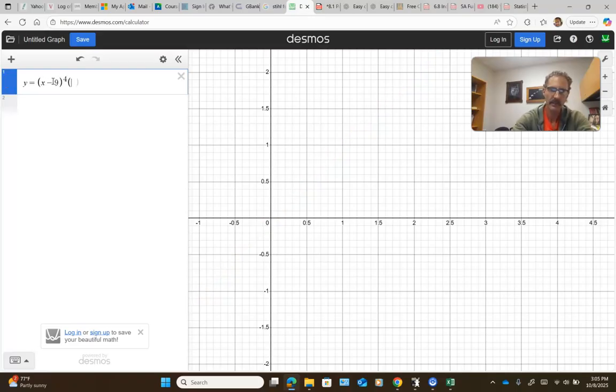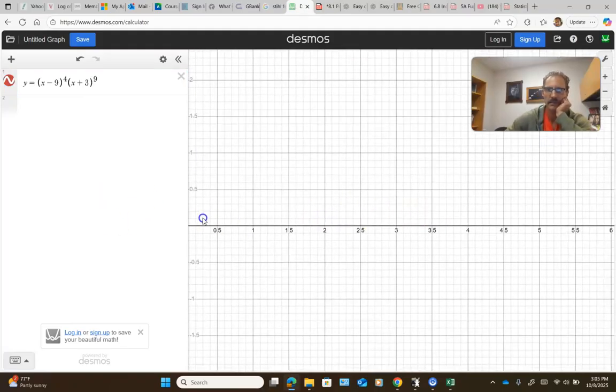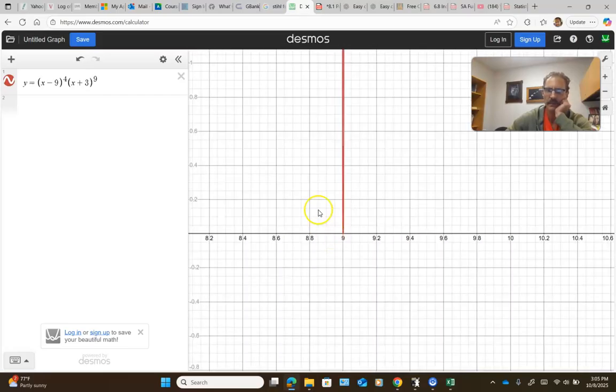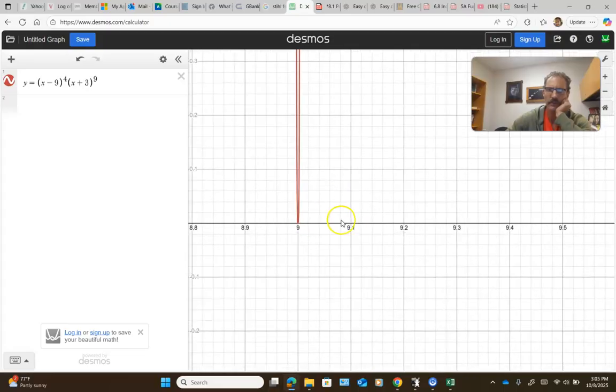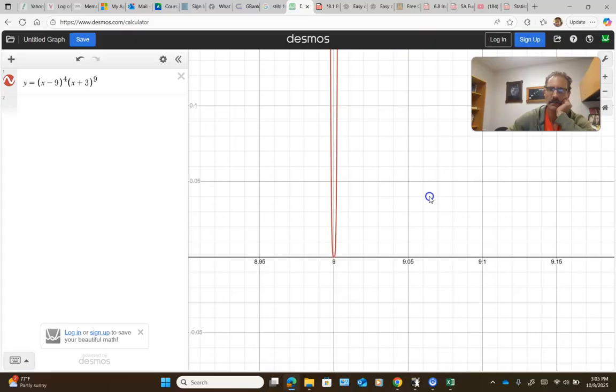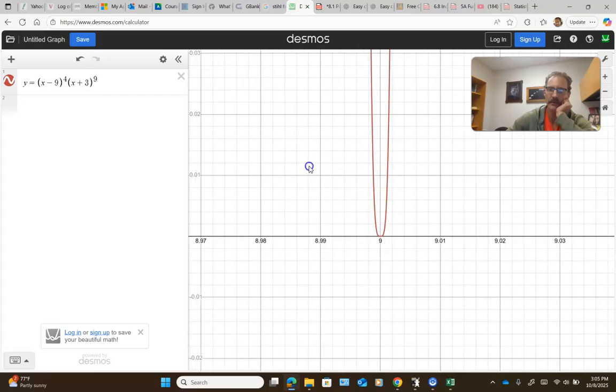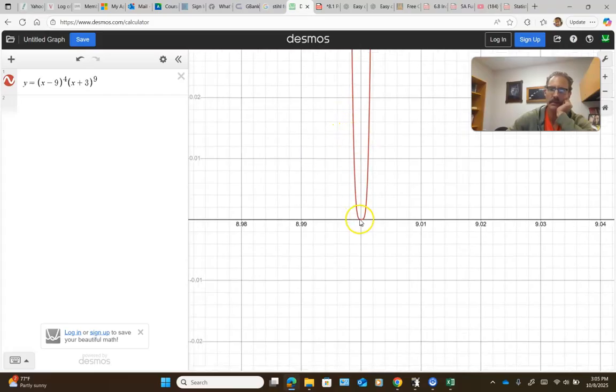The 4th times x plus 3 to the 9th. Okay, there's my function. Now let's look over here at 9. Look what's happening. Now you may be thinking, well, that's kind of weird, but the more we zoom in, we can discern there's a gap in there, and that the function is actually coming down, touching the x-axis at 9, that x-intercept, and then going back up. So the function is indeed tangent to the x-axis at that point, 9, 0.